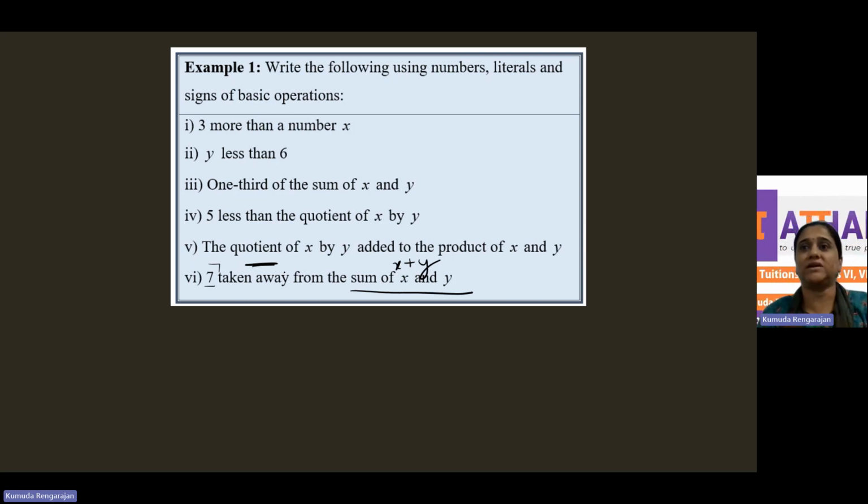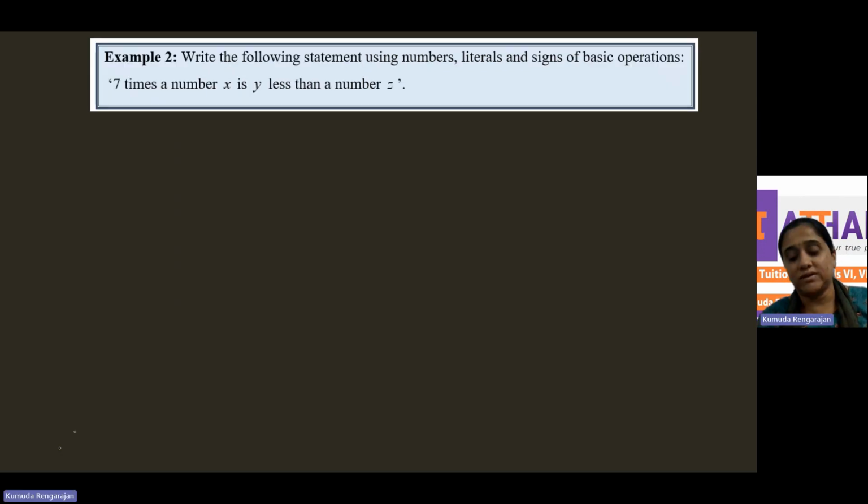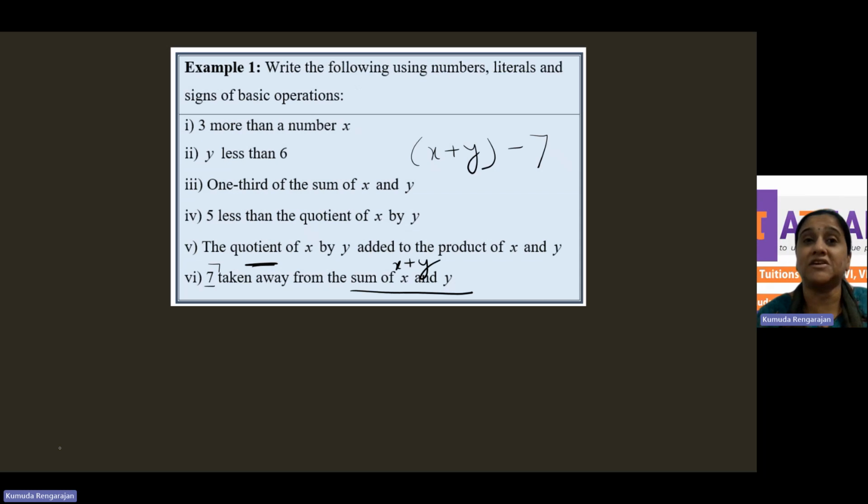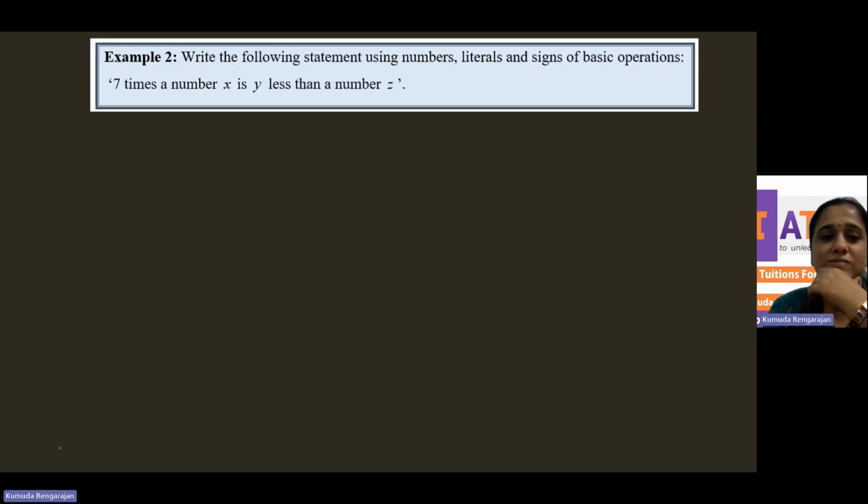Now the thing is, which one to write first? 7 or x plus y. After from, what do you have? X plus y. Whenever you subtract, whatever comes after from should be written first. So x plus y first. Now this is one thing. Sometimes you're given algebraic expressions and you must construct the statement in English.